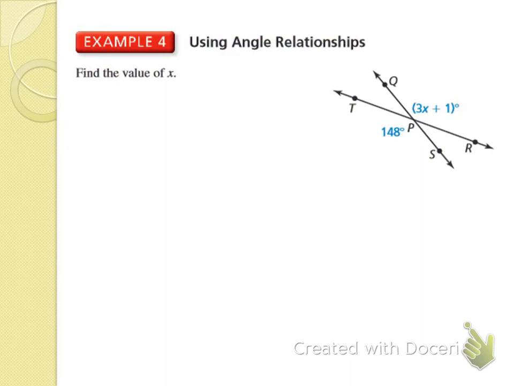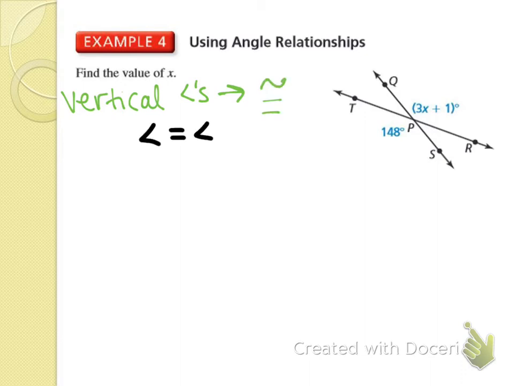Okay. Next example. Find the value of x. Before you start, you want to ask, what relationship do these two angles have? They are vertical. So we're going to go ahead and write it, because we're practicing. We have vertical angles. What do we know about vertical angles? They are congruent. So we're going to take one angle and set it equal to the other angle because they are equal in measure.